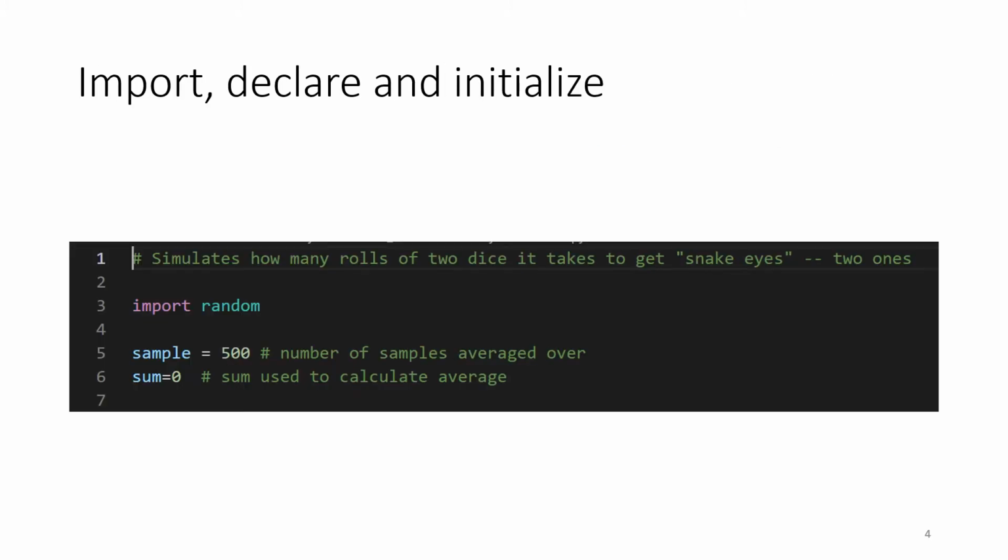Now we'll look at the program in some more detail. In line 3, we are importing the random class because we are going to use the pseudo-random numbers it provides to simulate the dice. In line 5, we are declaring and initializing the number of samples to be 500. That's how many times we're going to be in the for loop. And then we are going to calculate an average, and so we need to add up a number of things and then divide. And so we're going to keep track of a sum, and that is initialized to 0 in line 6.